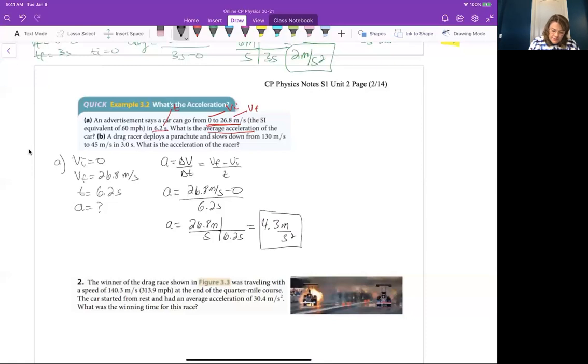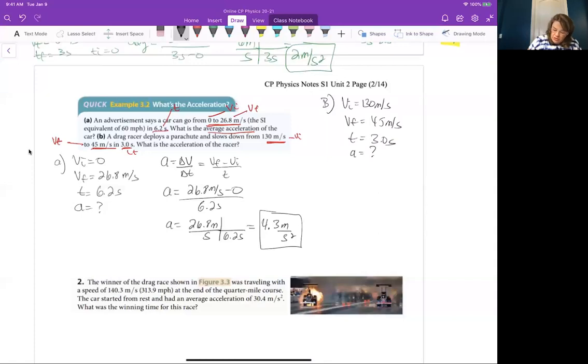A drag racer deploys a parachute and slows down from 130 meters per second. So there's my initial velocity. And to 45 meters per second, there's my final velocity, in 3 seconds. There's how much time it took. So for B, I know the initial is equal to 130 meters per second, V final, 45 meters per second, the elapsed time, 3 seconds, and I was asked for the acceleration.